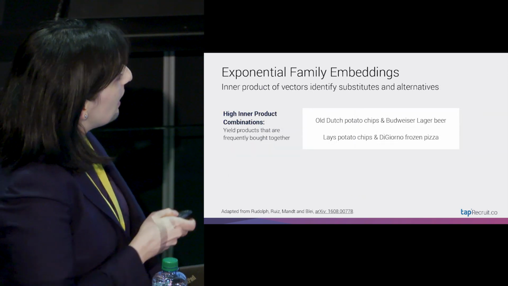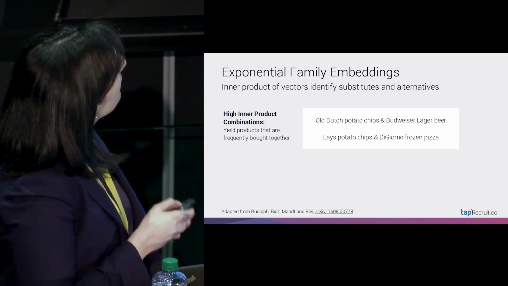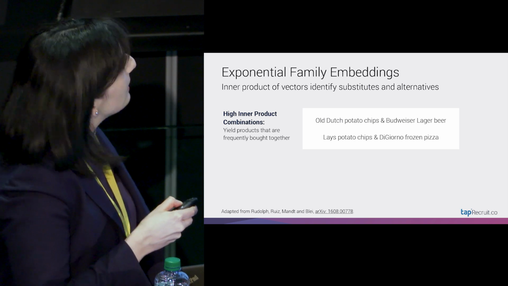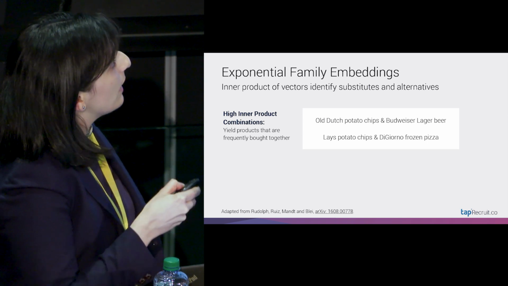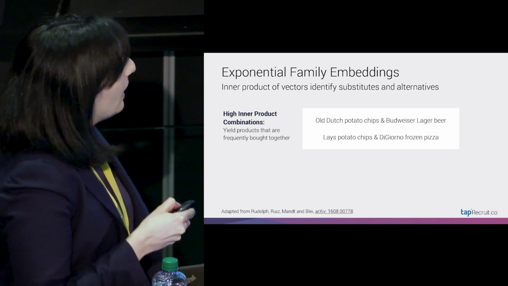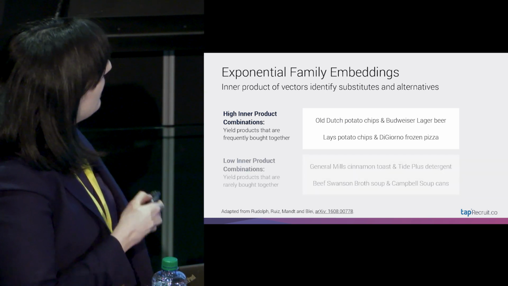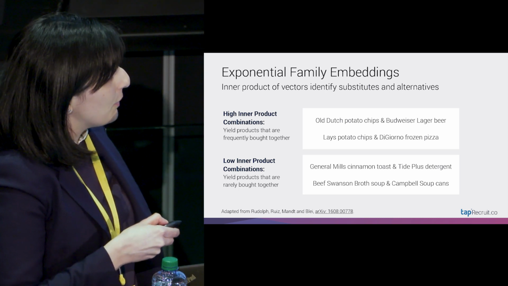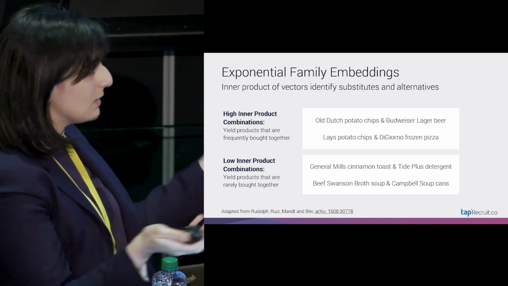The last thing I'm going to talk about today is that this lends itself to a couple of different things. The first is that by casting these in a probabilistic context and understanding the inner dot product, you can figure out things that have high inner dot products. If we buy Old Dutch potato chips, you have a high likelihood of buying a beer, and if you buy Lay's potato chips, you're also really likely to buy frozen pizza. It also yields things that are rarely bought together. Again, if you buy Tide Plus detergent, you're very unlikely to buy Cinnamon Toast.